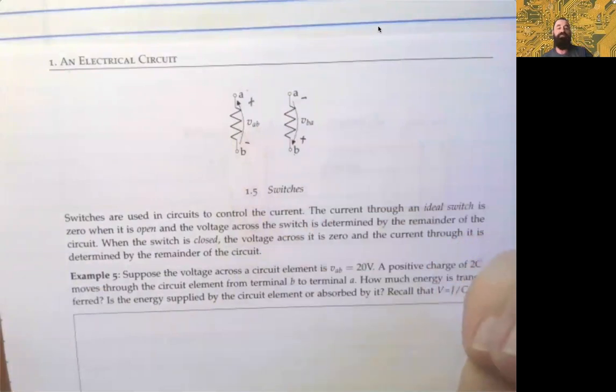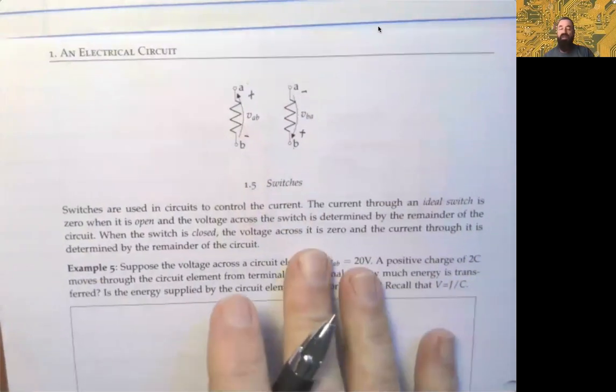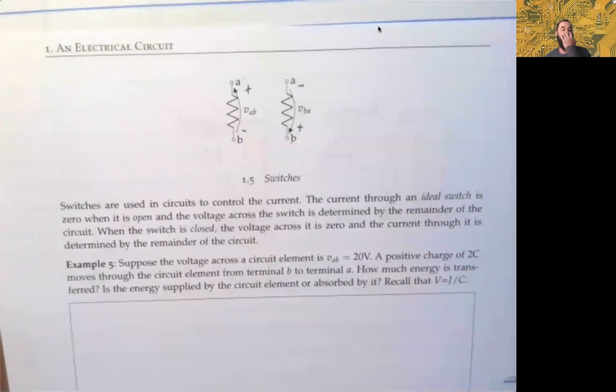Also, let's talk a little bit about switches, because switches are very important to control current and therefore voltage as well. So current through an ideal switch is 0 when it's open.